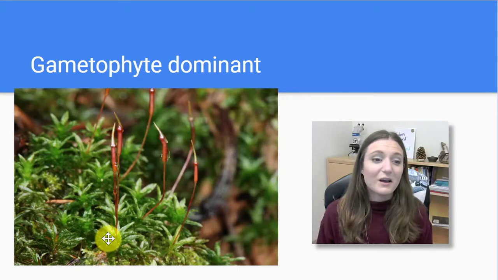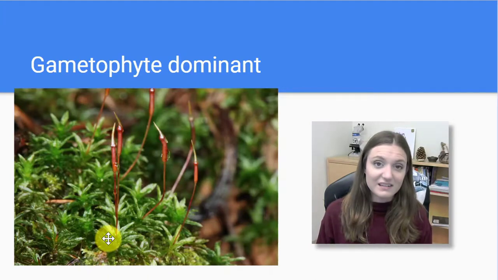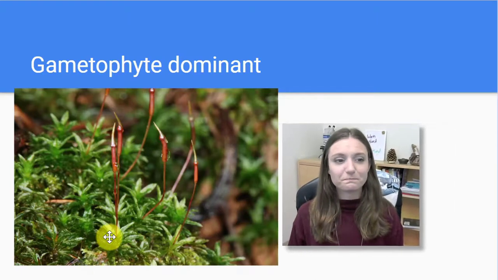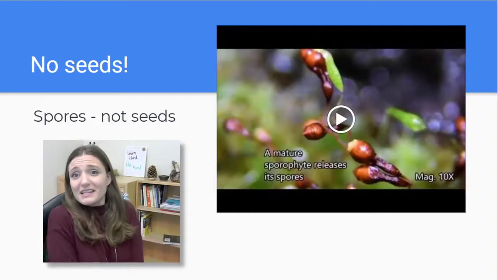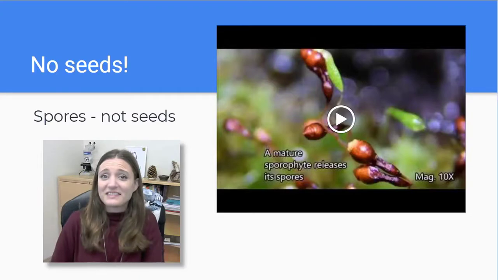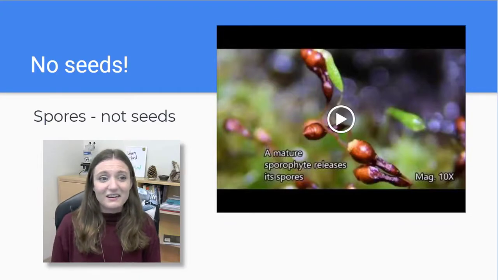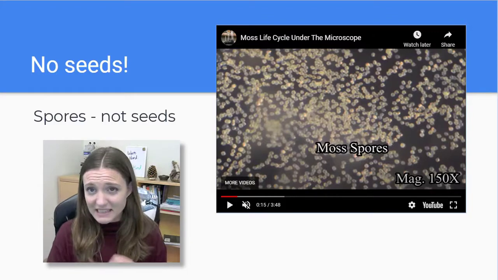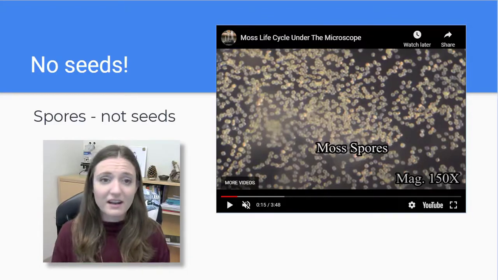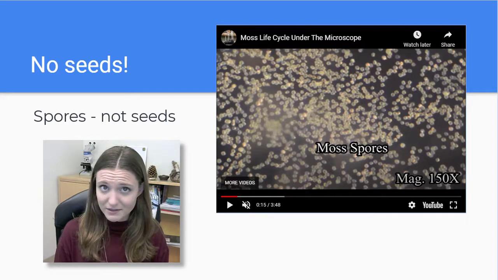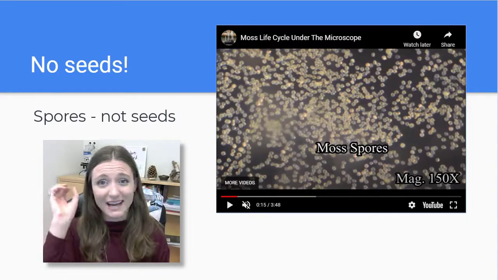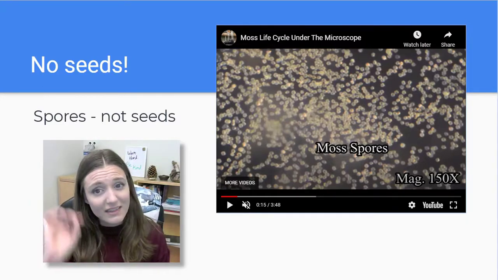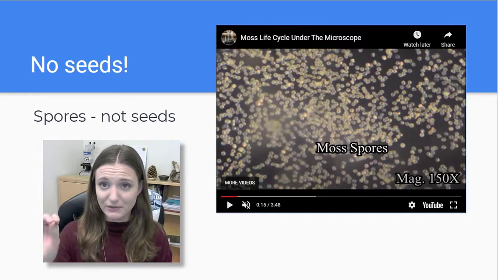Okay, so non-vascular plants are gametophyte dominant in their life cycle. They also don't use seeds to reproduce, right? We don't have seeds yet. So no seeds in mosses. We'll talk about seeds later because they're a huge evolutionary innovation, but we do have spores. Remember, spores are just that haploid single cell that will go through mitosis to produce the gametophyte generation.